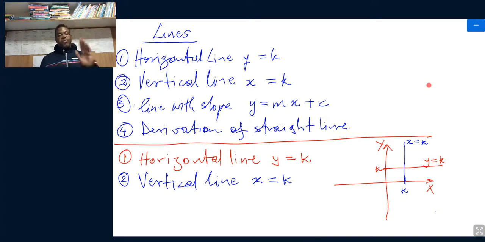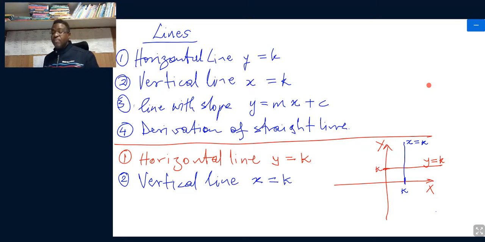On the topic of straight lines, we're going to talk about number 1, horizontal lines, number 2, vertical lines, number 3, oblique lines. Oblique lines means slanted lines, lines that are not flat or vertical, but at an angle. They have a slope, right?